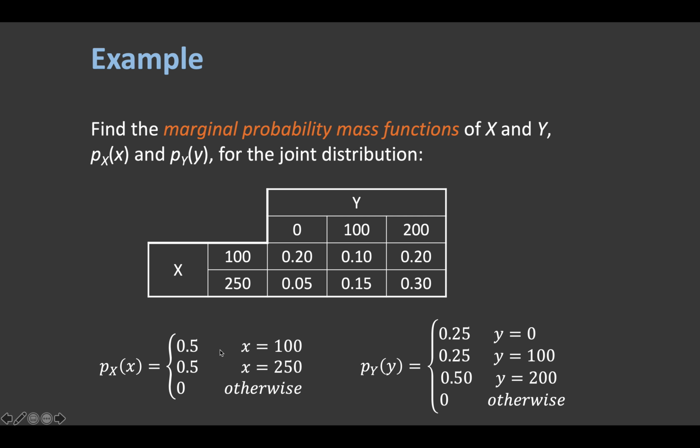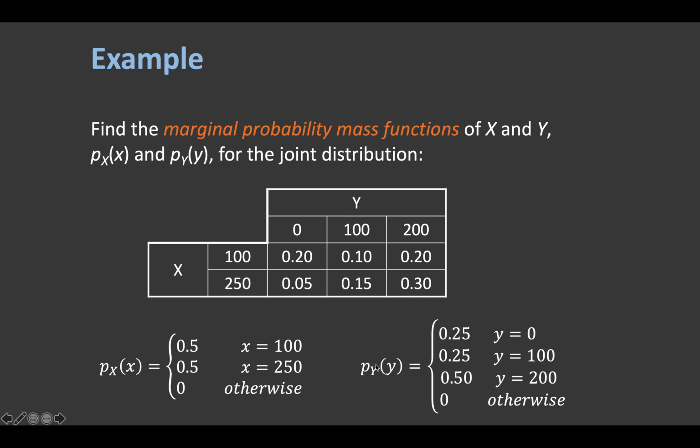So you see for this mass function for x, x equal to 100, and basically this row, we already calculated that equals 0.5. And when x equals 250, then we add this row together, this 0.05 plus 0.15 plus 0.3. Add them all together, gives us 0.5 as well. There are no other values, so 0 otherwise. So that's the marginal probability mass function for x.